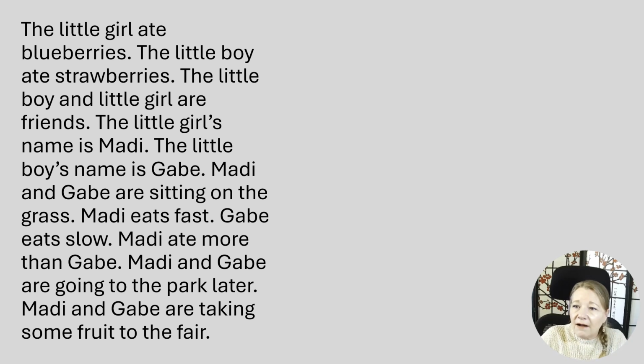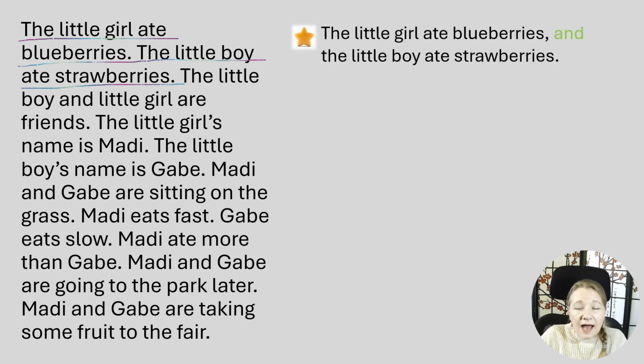So this is what we have right now. It's a copy of what I just read. So let's look at the first two sentences. The little girl ate blueberries. The little boy ate strawberries. Okay, I feel like those are pretty repetitive. It says little twice. They're both eating. I feel like I can put those together. And I'm going to do that with a comma and. The little girl ate blueberries, and the little boy ate strawberries. Okay, that's a little better. It's a compound sentence. And because I'm just talking, I'm adding to the information. First, it's about the little girl, then it's about the little boy, and is an appropriate coordinating conjunction. Okay, great. So now let's move on.